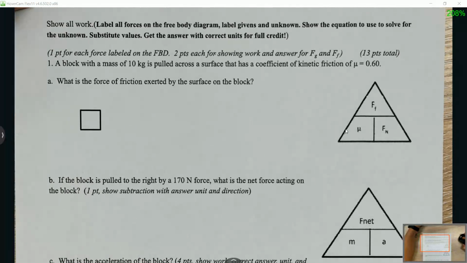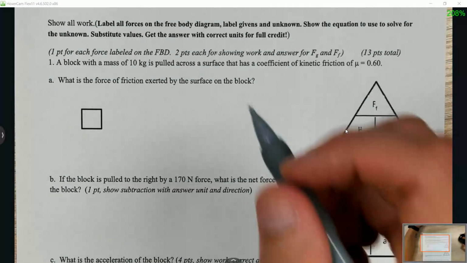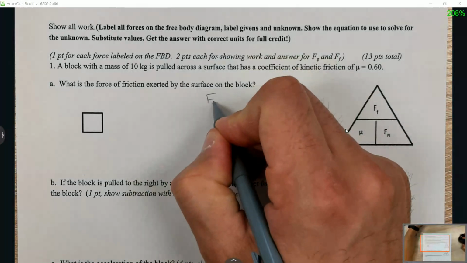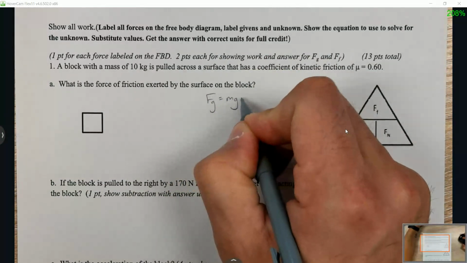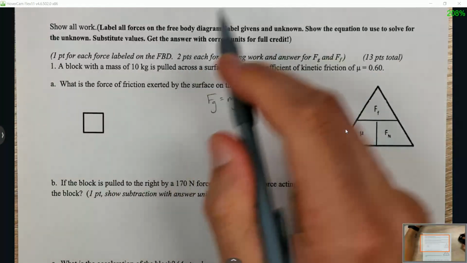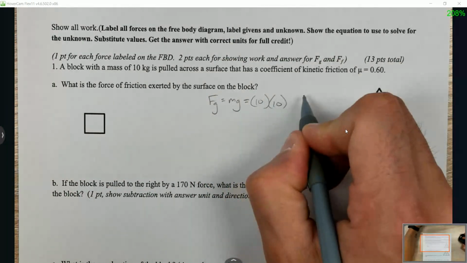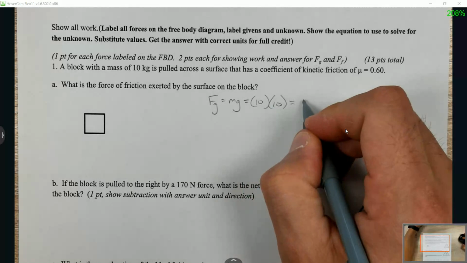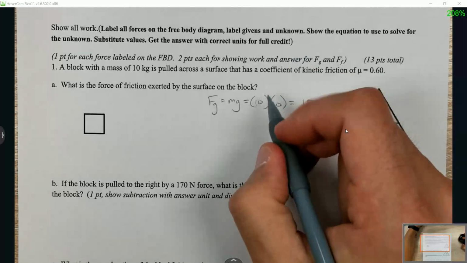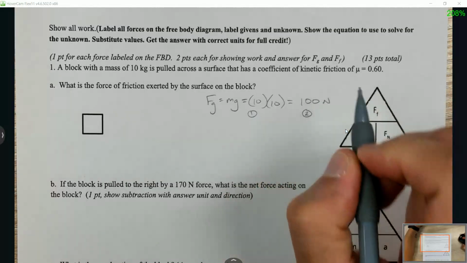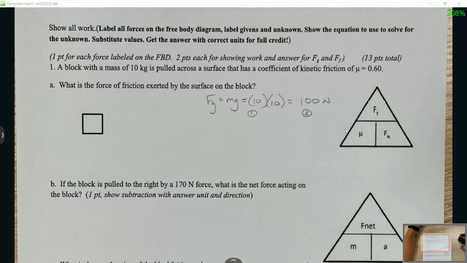So the first thing we need to do here is find the weight of the object. So Fg is m times g. The mass of this thing is 10 kilograms. We use 10 for gravity. Multiply those out, and you're going to get 100 newtons. So this would be 0.1, 0.2.